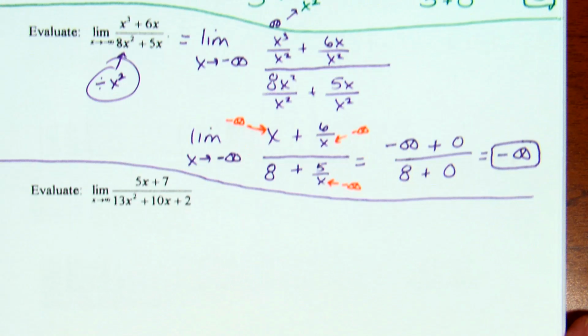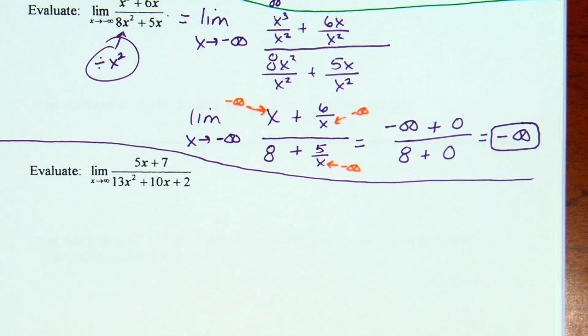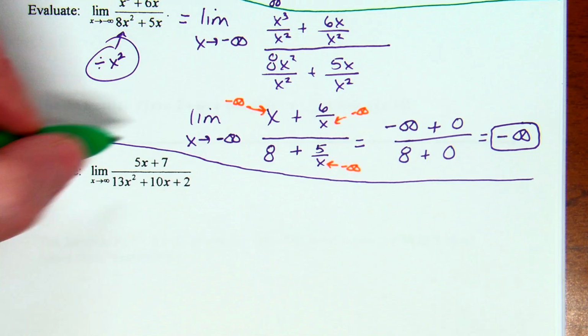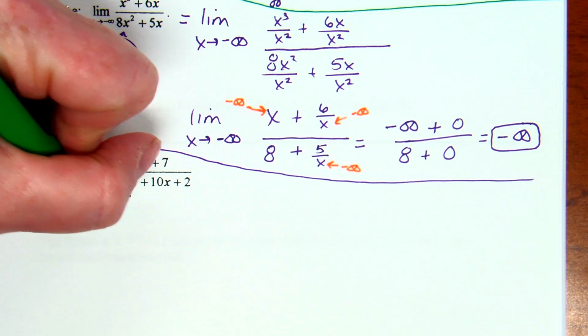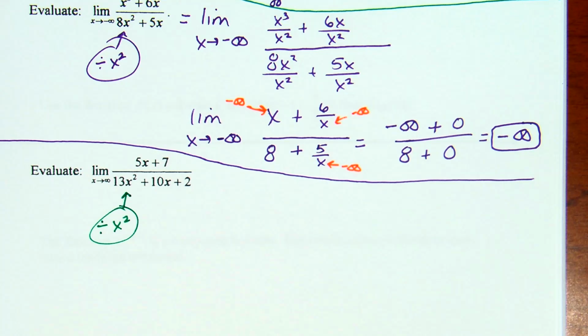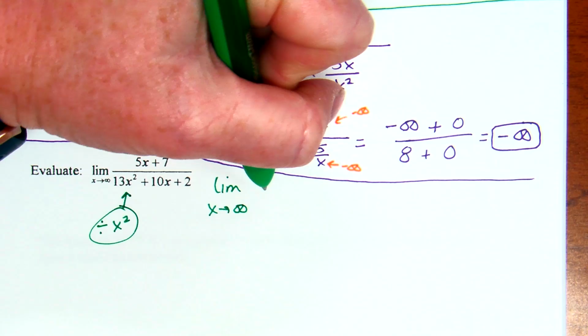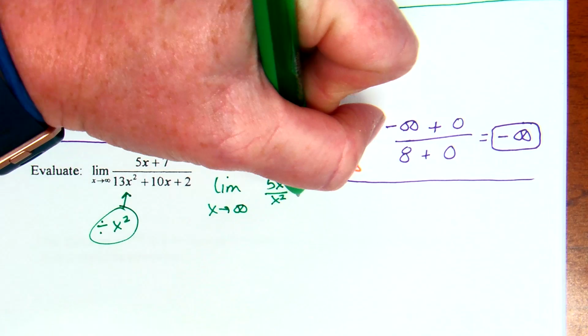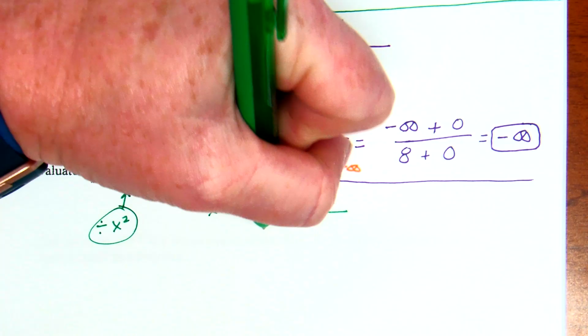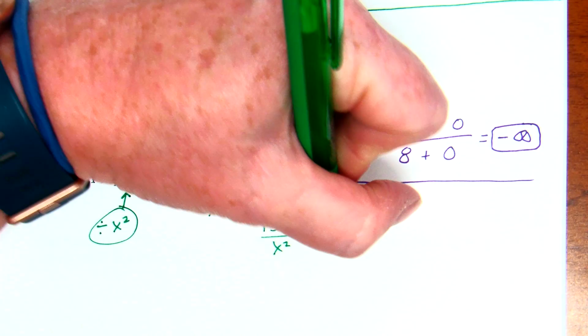Okay? Example 3. Officially, what am I going to say we need to do? It's the limit as x approaches infinity, so divide by x squared because that is the biggest power in the denominator, right? So the limit as x approaches infinity of (5x over x squared) plus 7 over x squared, divided by 13x squared over x squared plus 10x over x squared plus 2 over x squared.